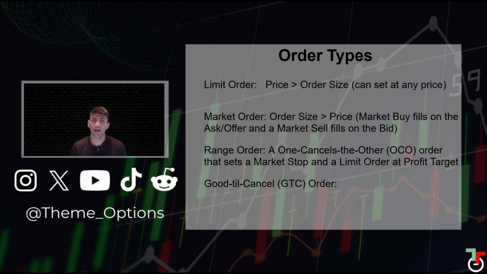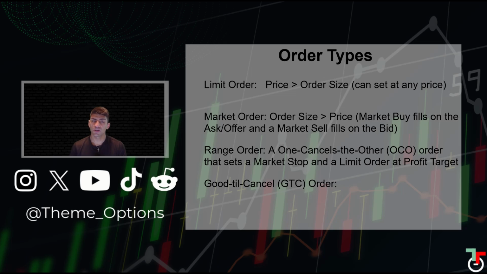What makes the range order so effective? It technically is an OCO, or a one-cancels-the-other order type. For example, if your stop hits on a range order, your limit order will cancel, and vice versa.